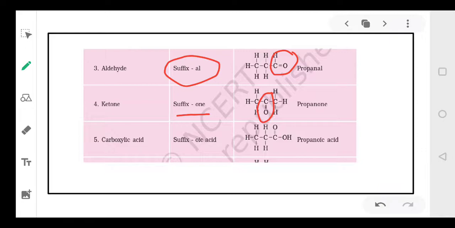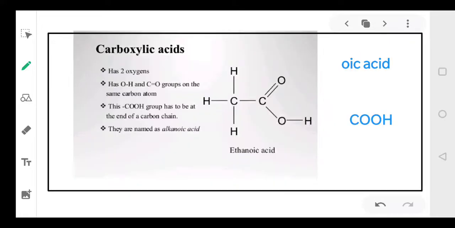Very good. Now coming to the next, which is called carboxylic acid. Dear students, carboxylic acid is our last functional group. For carboxylic acid, we will use the word oic acid. We will replace the E of the alkane with oic acid, and they have the functional group COOH, which will be present at the first carbon atom.